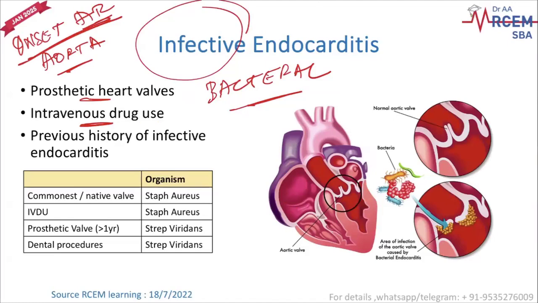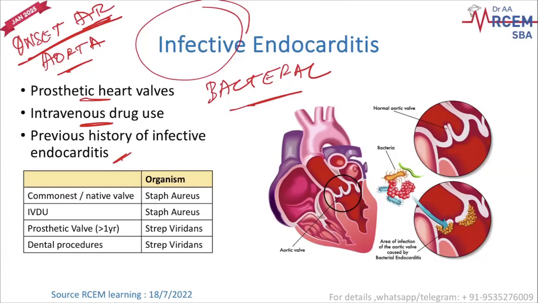IV drug abusers do not practice any sterile procedures, so they will not use alcohol swabs and so on. They can infuse bacteria into the vein, and that blood will go to the heart and can implant the bacteria, resulting in infective endocarditis. Any previous history of infective endocarditis is also a high predisposing factor.